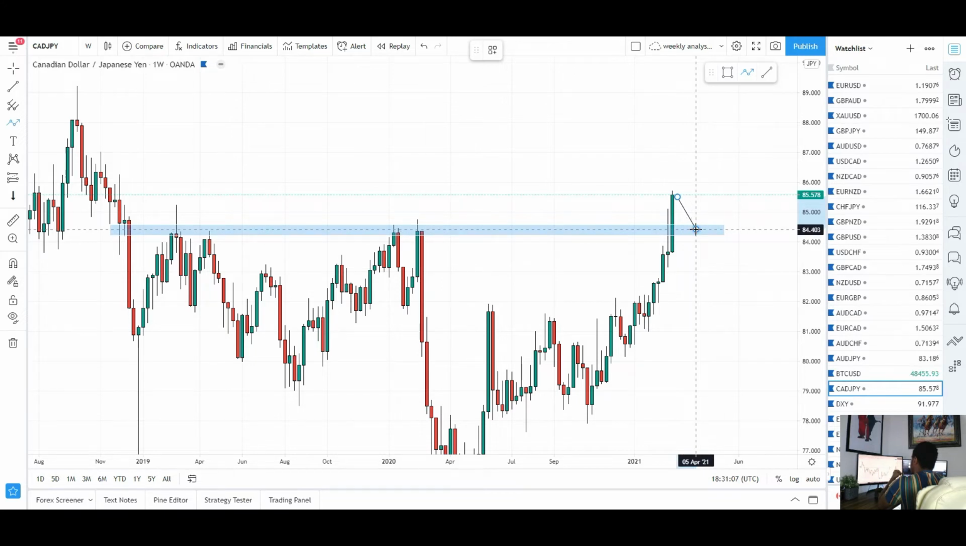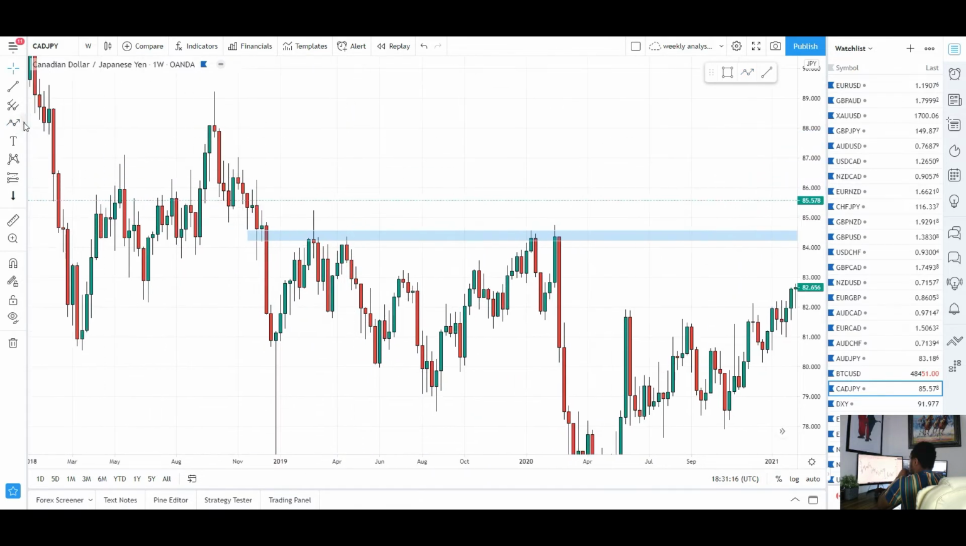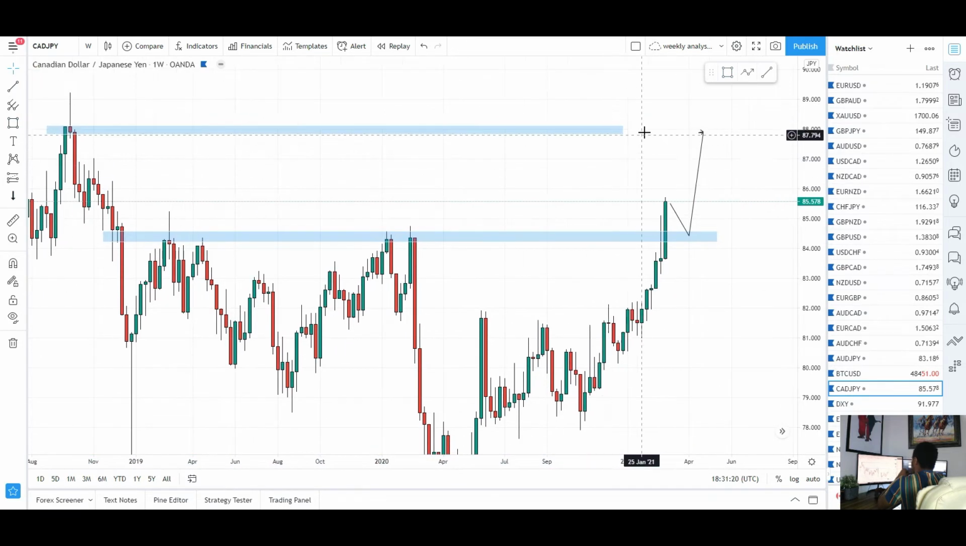So I expect to see a bit of a retrace. Now this will be acting as very strong support, so from then we can actually see price come a lot further and maybe tap all the way back into 88, which is this key level of resistance all the way up here, which is kind of our next weekly target.